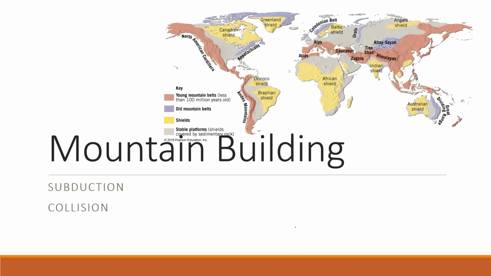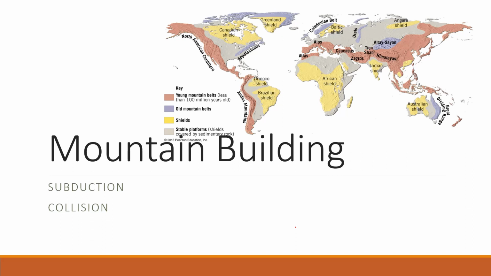So what happens with mountain building? We have a lot of mountain belts on the planet. They are various ages. This map is showing us the shields, which are the nice stable old crust in yellow. The shields are the oldest part of the crust. The gray is the stable platforms, so shields that are covered by sedimentary rock, which are nice and stable. Then we have young mountain belts, which are in red. These are the ones that have happened due to fairly recent collisions. And then we have the old mountain belts in purple, which are the ones that are due to old collisions.